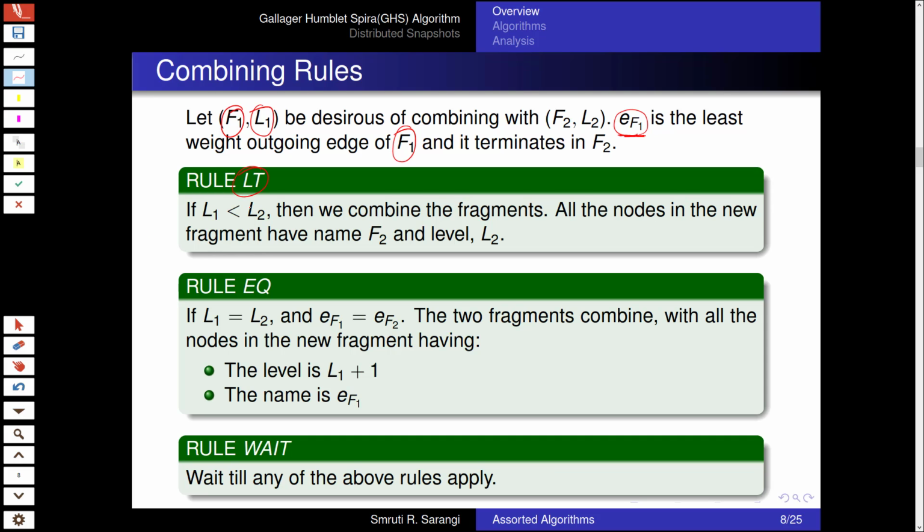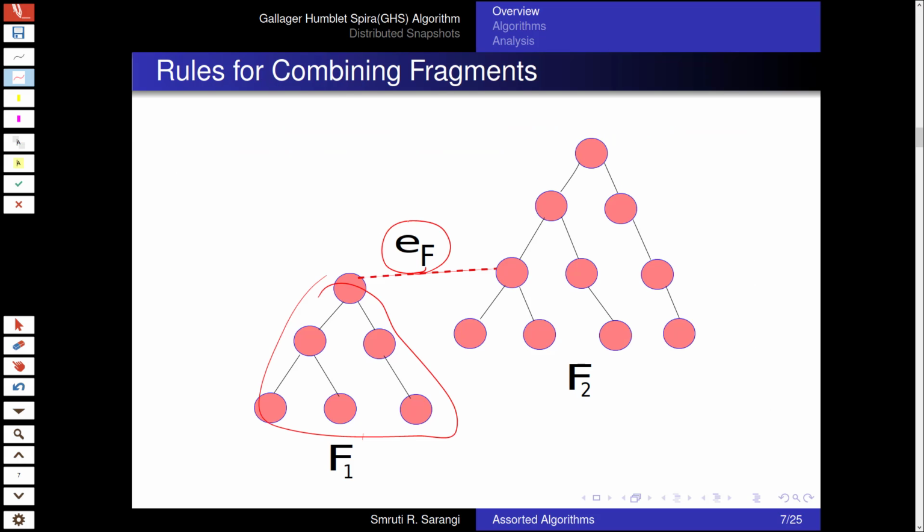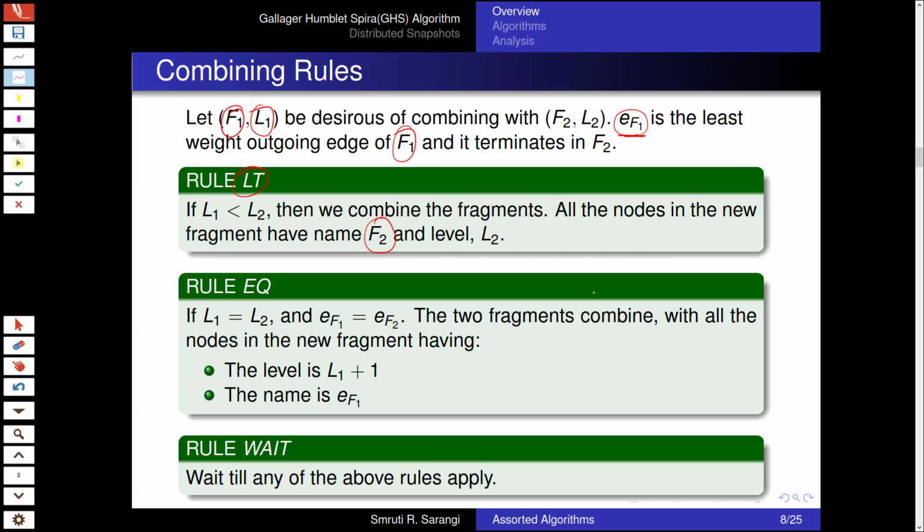One is the less than rule, the LT rule. If L1 is less than L2, then we combine the fragments. All the nodes in the new fragment will have name F2 and level L2. It's like the smaller guy merging with the bigger one, which we have discussed in this slide as well.